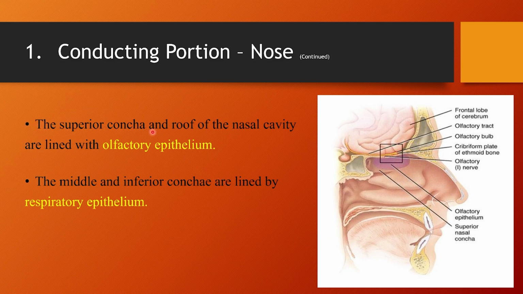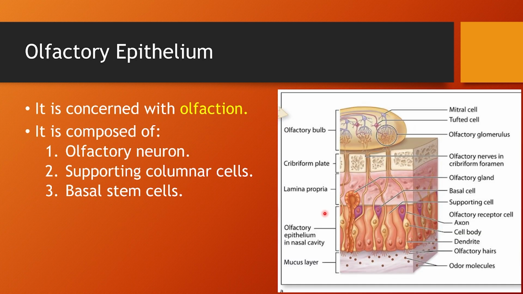The superior concha and roof of the nasal cavity are lined with the olfactory epithelium. However, the middle and inferior concha are lined with respiratory epithelium, which we will talk about later. The olfactory epithelium is concerned with olfaction, which is the sense of smell. It's composed of olfactory neurons, supporting columnar cells and basal stem cells.